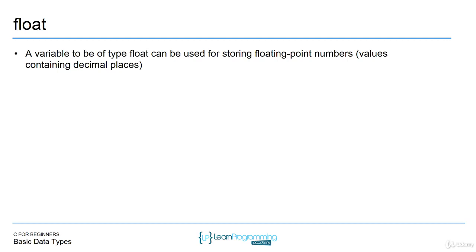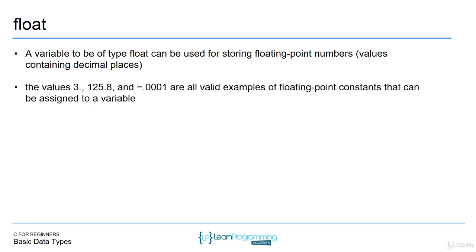Float, another really important data type, one of the basic data types. This is a variable that can store data for floating point numbers, which means numbers that contain decimal places. So values like 3., 125.8, and -.001 are all valid examples of data that can be assigned to variables of type float.